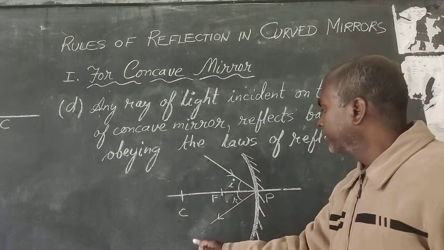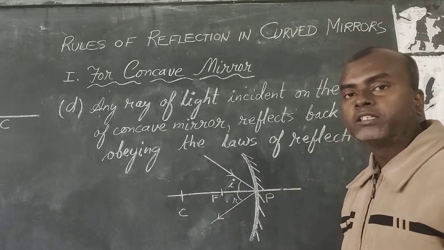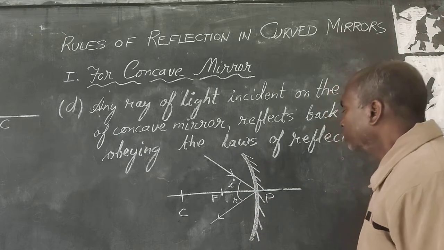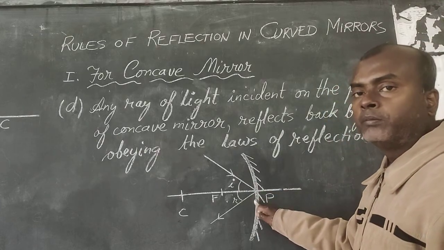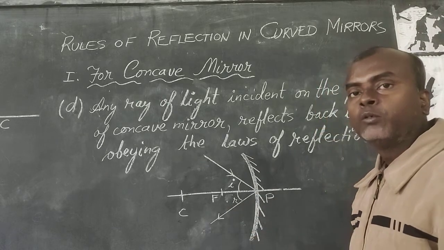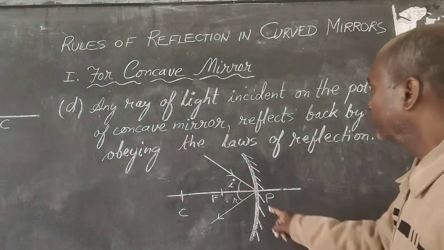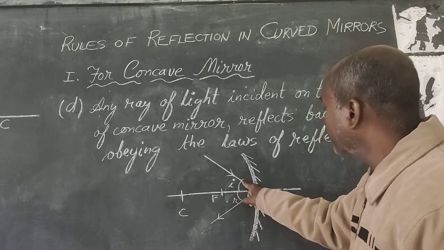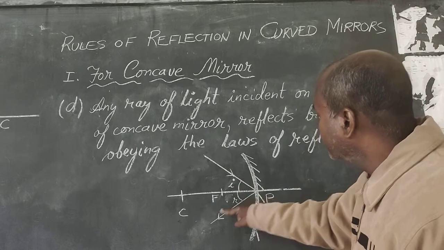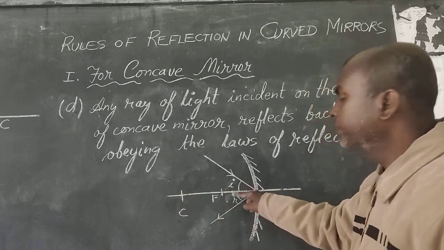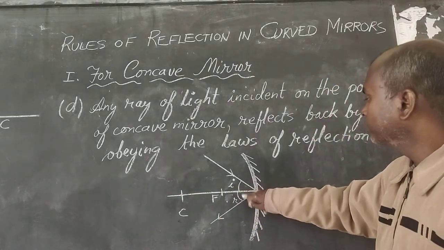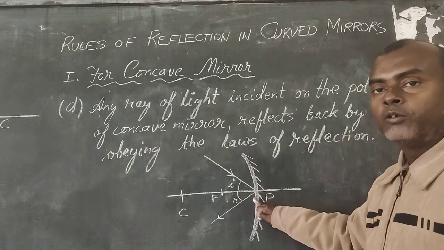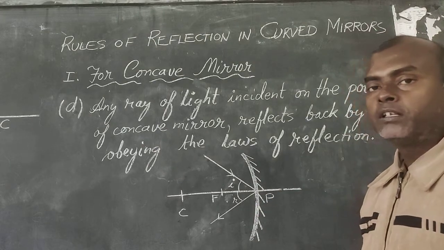Incident ray, reflected ray, and the normal lie on the same plane, and angle of incidence is equal to angle of reflection. So any ray of light which falls on the pole will reflect back obeying the laws of reflection. So how will it reflect? While drawing the ray diagram, you have to be careful that this angle and the angle which the reflected ray makes with the normal should be equal to each other. So I have shown these two angles equal. So on the pole, if any incident ray falls, then it will reflect back obeying the laws of reflection.